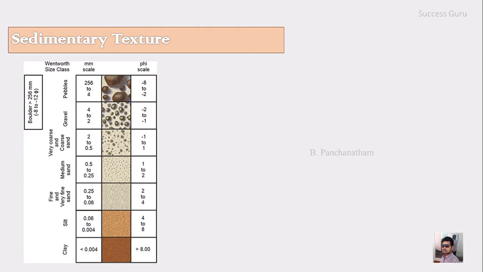The left side image shows the phi scale and Wentworth scale with the actual millimeter size. You can see here in the Wentworth scale the range is say 256 to 4, whereas in terms of phi scale it is from minus 8 to 8. So this is the range of the phi scale, which we can represent in a graph without any problem, instead of representing 256 to 0.004, which is quite difficult to represent in a graph.